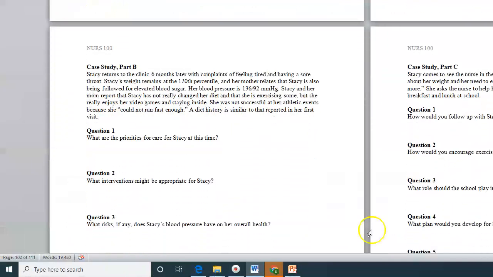So Stacy returns to the clinic 6 months later with complaints of feeling tired and having a sore throat.